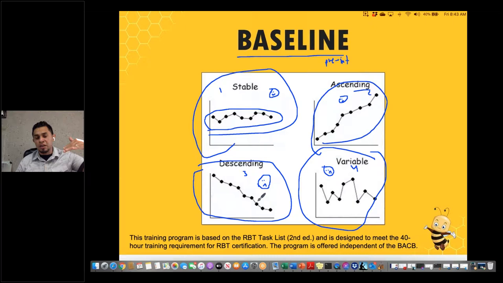So if you're wanting to do a behavior reduction intervention and the behavior is already going down, it makes no sense for us to attribute that descent to the intervention when that descent was already happening. And variability is all over the place. So we have to first clean up the variability before we start introducing an intervention, because it's not going to help very much when you have that amount of variability.